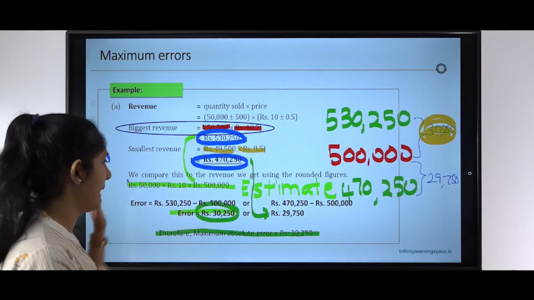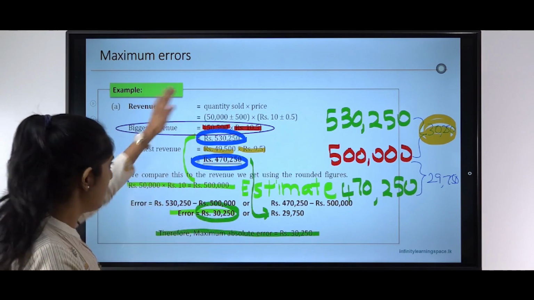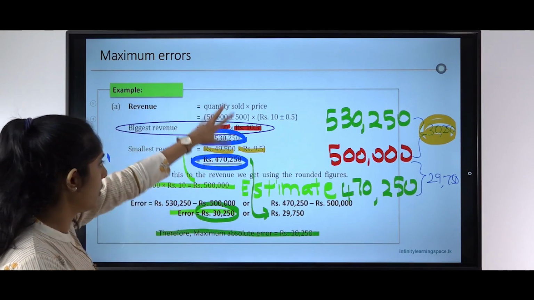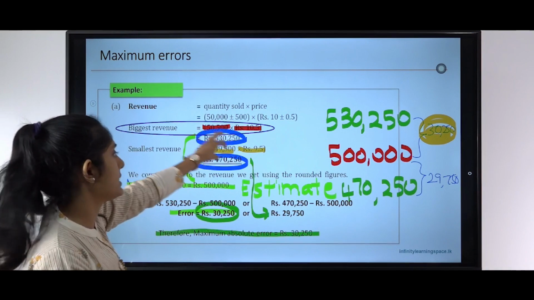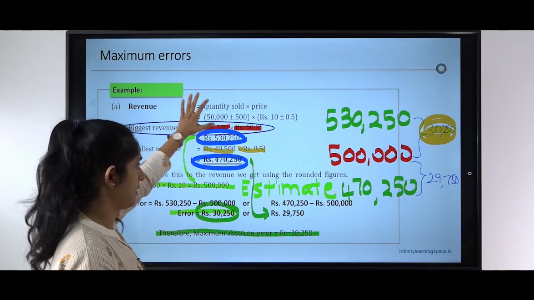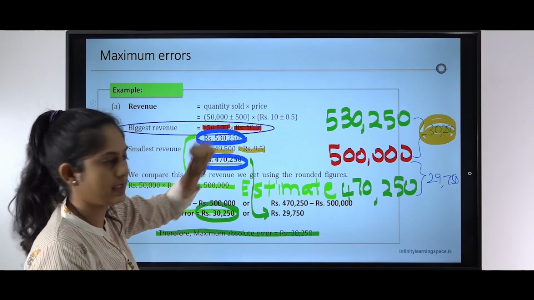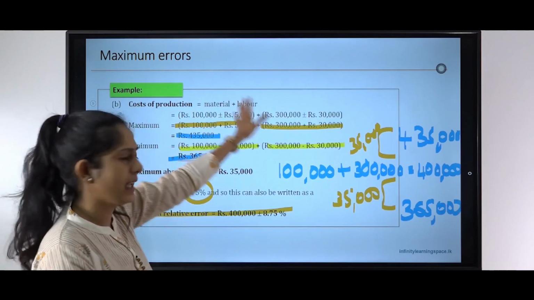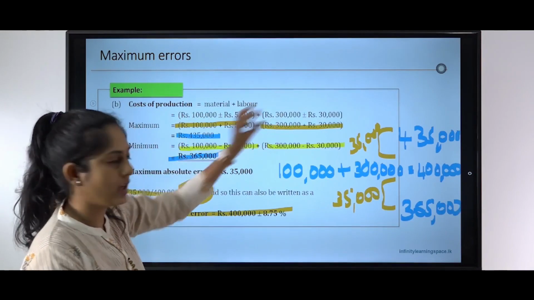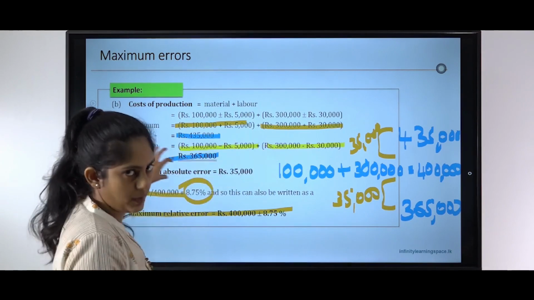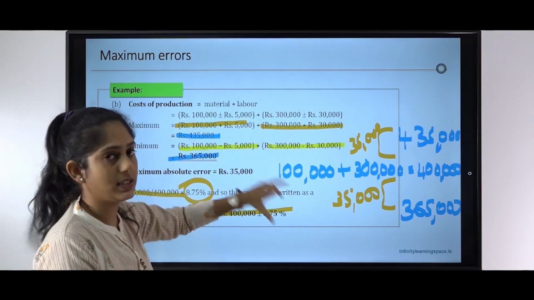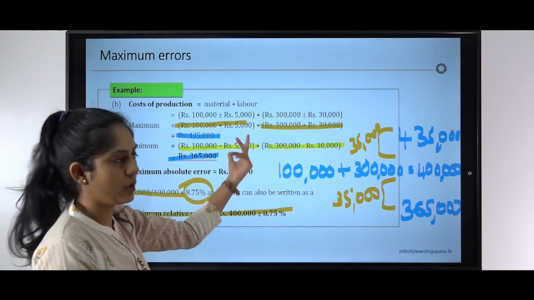So we looked at the maximum errors with revenue: price, quantity, both combined, maximum price, quantity, minimum revenues, and took the biggest difference. Material, labor, highest possible cost; material, labor, lowest possible cost; took the difference. You have to choose the highest. Here both were equal.